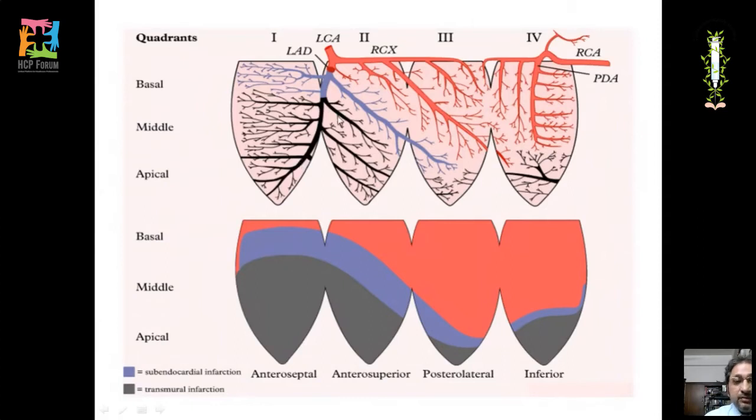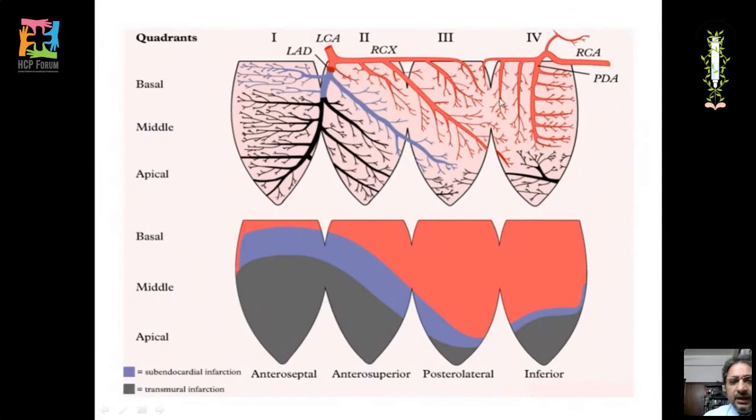Now, this is the diagonal branch. If only the diagonal branch is blocked, and the infarct occurs in this area, it will be an anterosuperior infarct. And this is the circumflex branch, and this is the posterolateral branch of the left circumflex artery. When this is blocked, it will cause a posterolateral infarct.